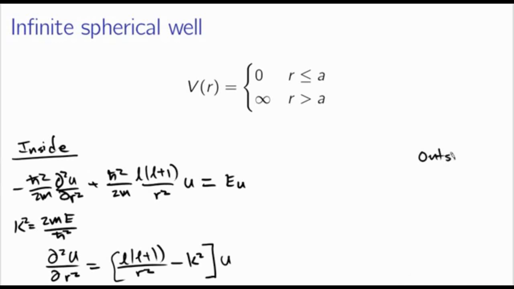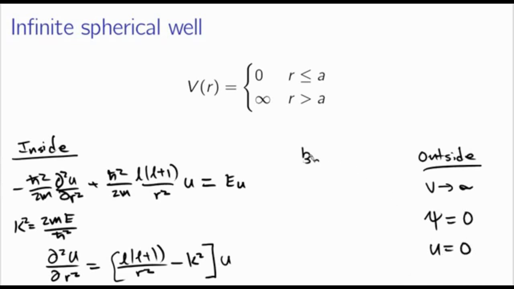Outside, of course, well, v goes to infinity, so that's a problem. Essentially what that means is that our wave function has to be equal to 0. Putting things in terms of this u also has to be 0 outside.